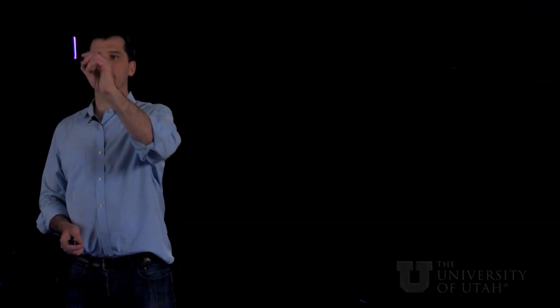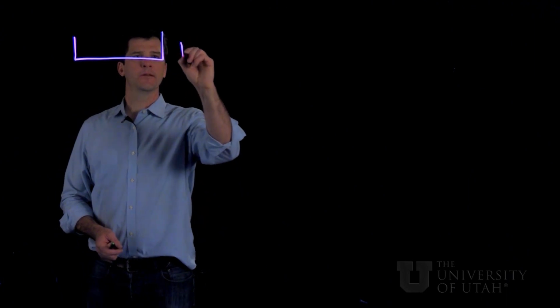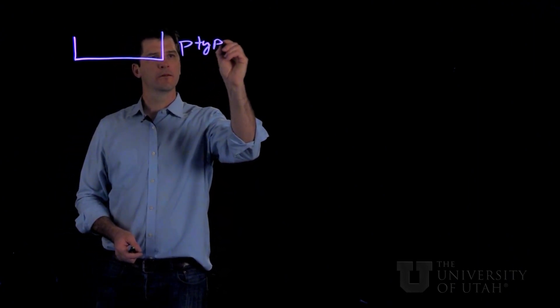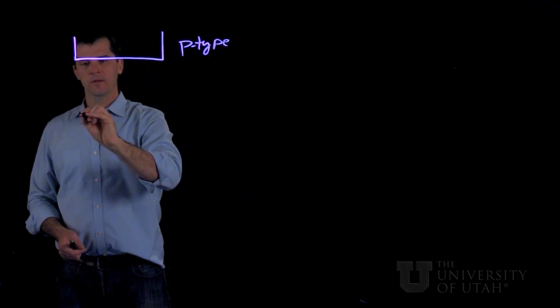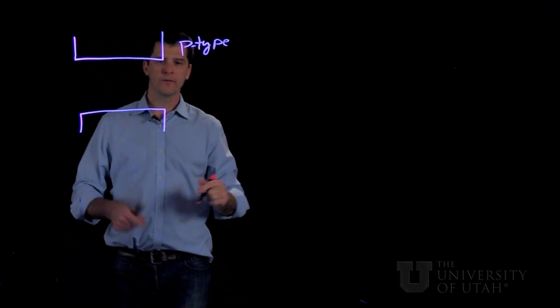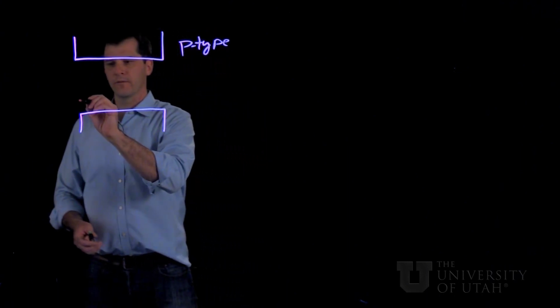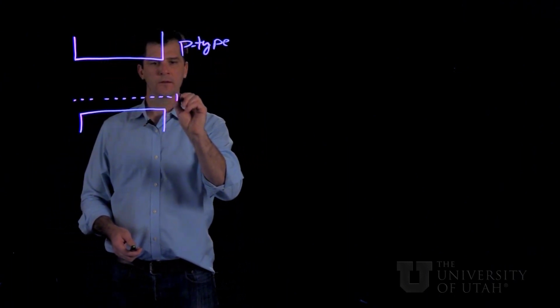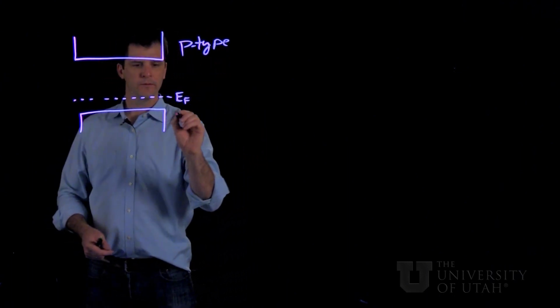Let's take an example in which we have a p-type semiconductor. And we're going to define another set of ancillary variables. So we have our Fermi energy here, closer to the valence band.